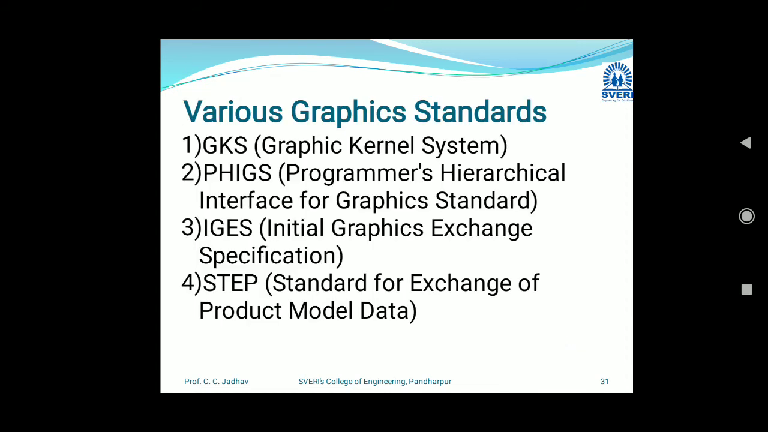So these are the various graphic standard systems. First, GKS, that is the Graphics Kernel System. Next, PHIGS, that is the Programmer's Hierarchical Interface for Graphics Standard. Next, IGES, Initial Graphics Exchange Specification. Next, STEP, that is the Standard for Exchange of Product Model Data. So these are some standard graphic systems we are using for computer graphics. We will see them one by one.